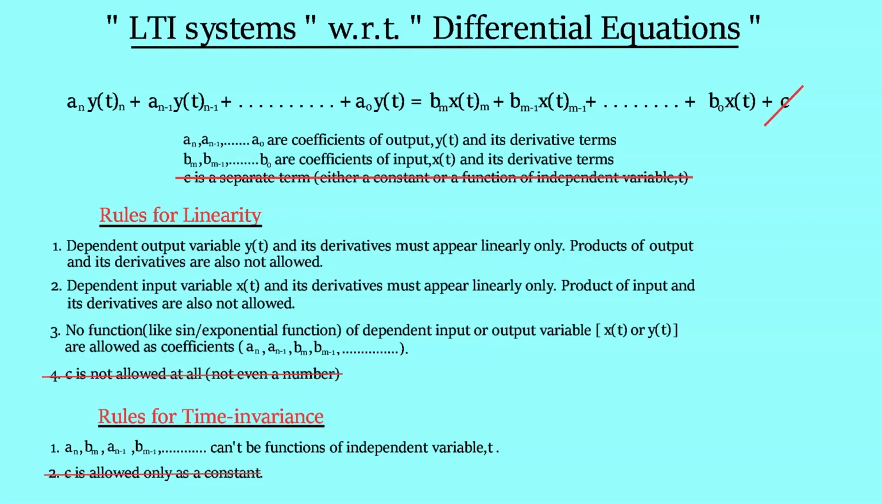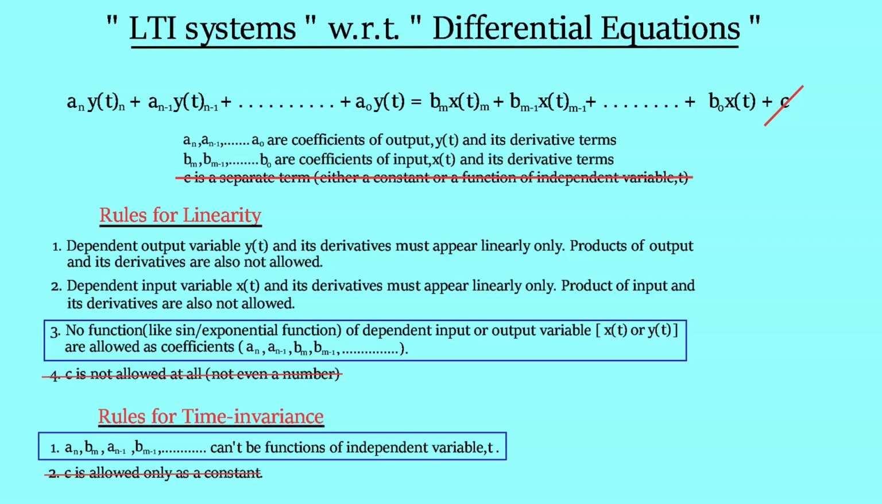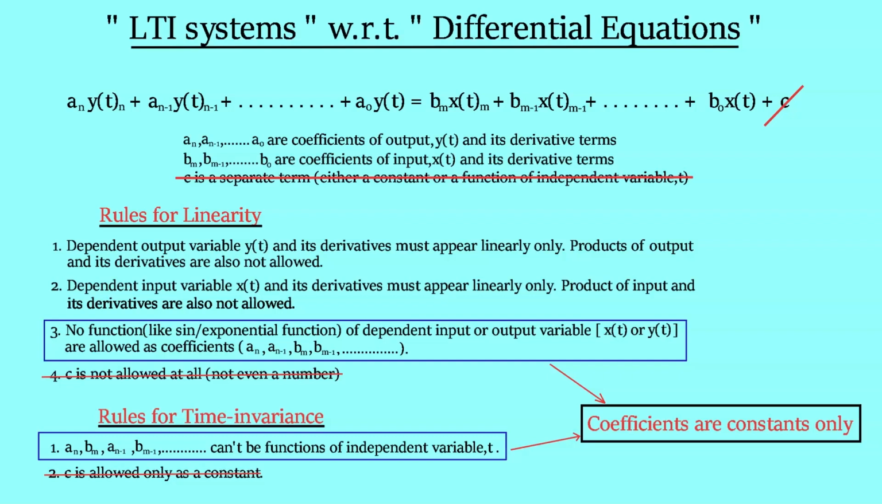First of all, it is very clear that c is not allowed at all. We will remove it completely from everywhere. The third rule of linearity and the first rule of time invariance, if we merge these 2 points, then we can observe that the coefficients are neither functions of the input variable, nor functions of the output variable, and also they can't be functions of the independent variable t. Therefore, the coefficients are allowed to be constants only.